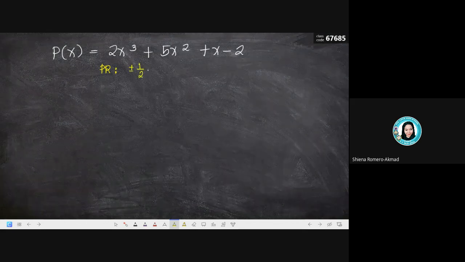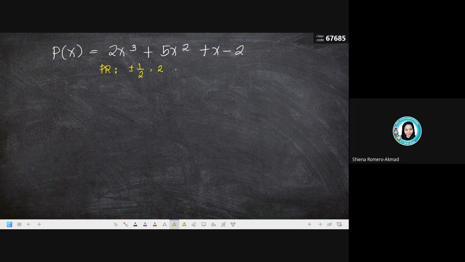P of x equals 2x cubed plus 5x squared plus x minus 2. So, una natin gagawin, of course, the possible roots. So, ano na yung mga possible roots niyan? Just by looking at it, 2 divided by 2, 1 divided by 1. So, it can be possible roots are 1 half, positive, negative 1 half, 2, yun lang.